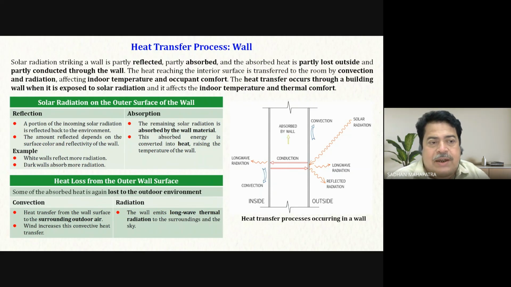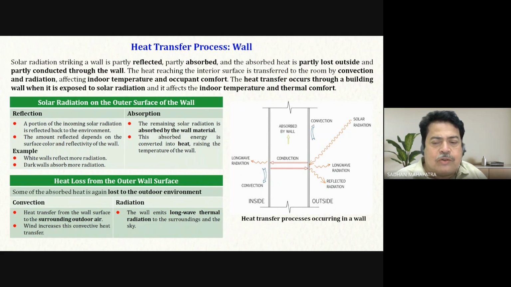Here you can see the radiation on the outer surface of the wall. The first is reflection. A portion of the incoming solar radiation is reflected back to the environment. The amount reflected depends on the surface color and the reflectivity of the wall. White walls reflect more radiation, dark walls absorb more radiation. Then absorption: the remaining solar radiation is absorbed by the wall material, and this absorbed energy is converted into heat and raises the temperature of the wall.